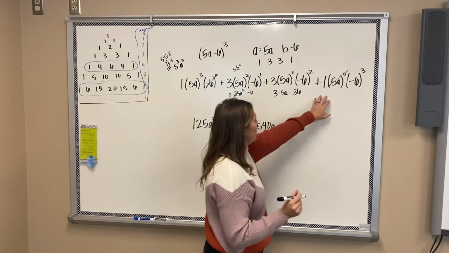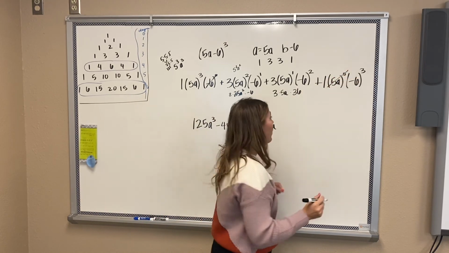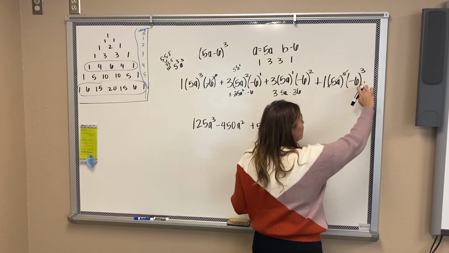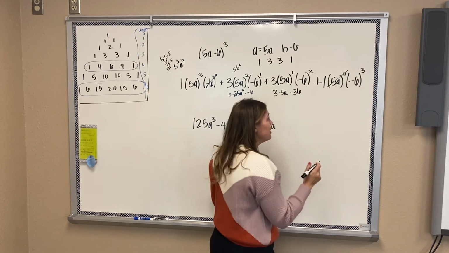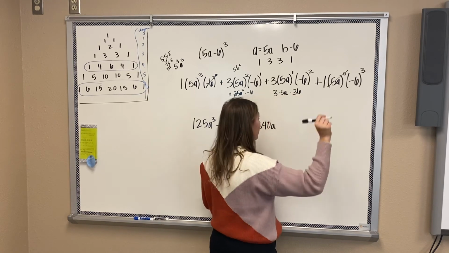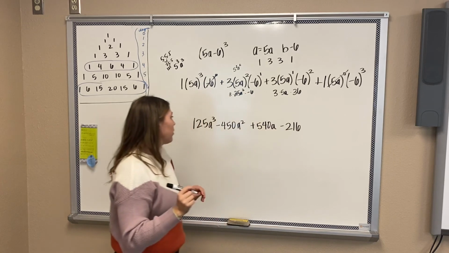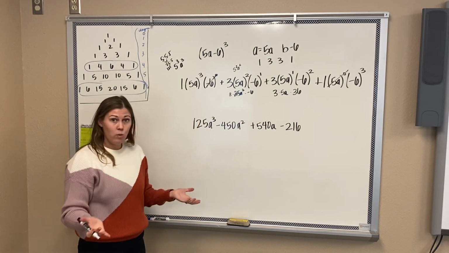Okay, and then lastly, our 5a to the 0 power goes away, and then we have negative 6 cubed. It is a cube, so that means it's going to keep this sign. So negative 6 times negative 6 times negative 6 is negative 216. Okay, and then that would be that one.